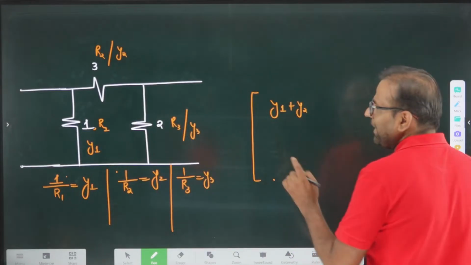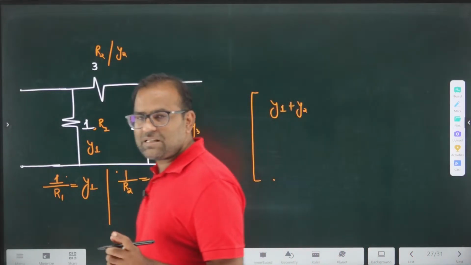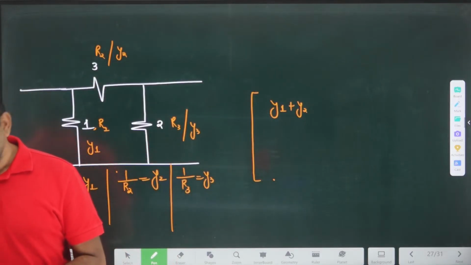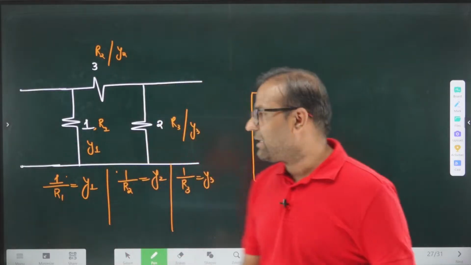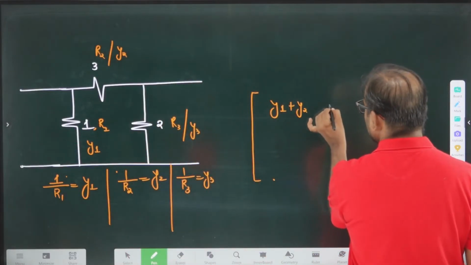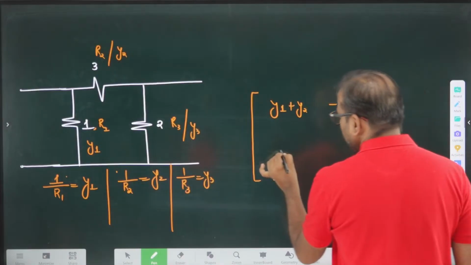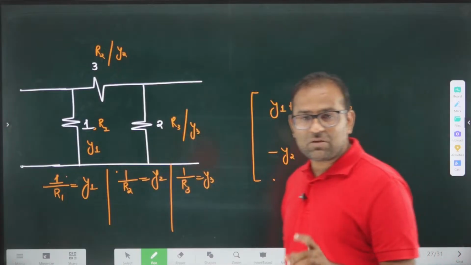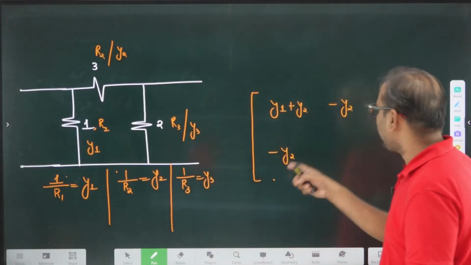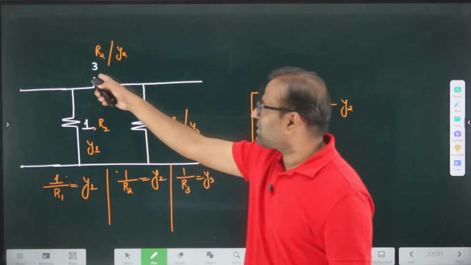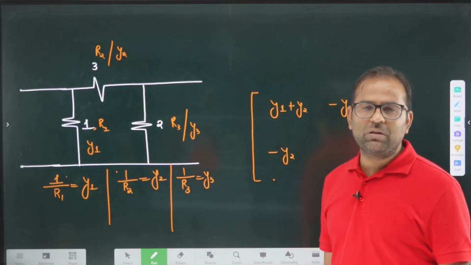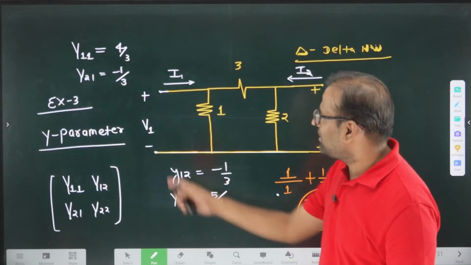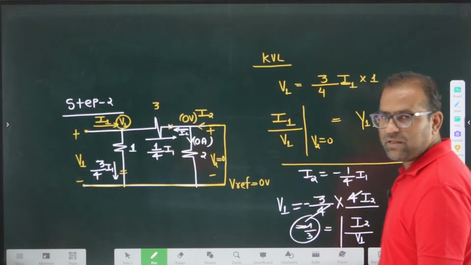Okay, y12 and y21, because a resistive network is always symmetrical in nature. If the network is symmetrical, you can say minus y2, and here I can also write minus y2, because a resistive network is always reciprocal in nature. So this is the sign of reciprocity, and this value is 3. Then what are y12 and y21? This parameter is also minus 1 by 3, minus 1 by 3. You can write it from here, minus 1 by 3, 1 by 3.